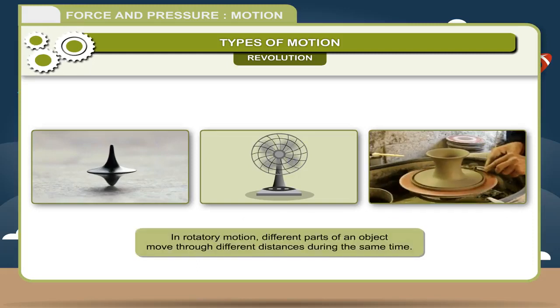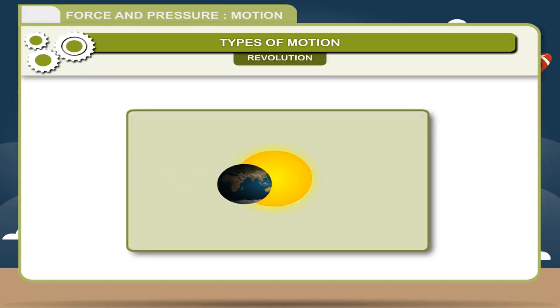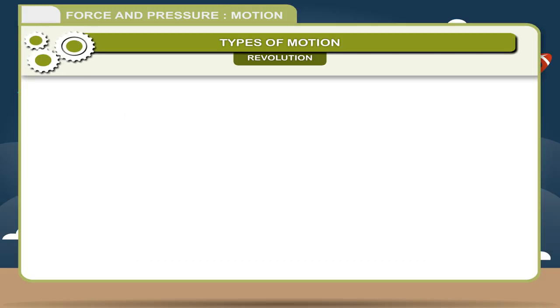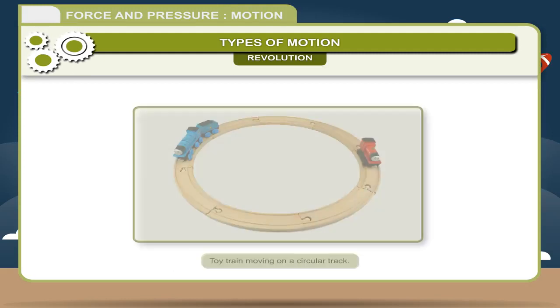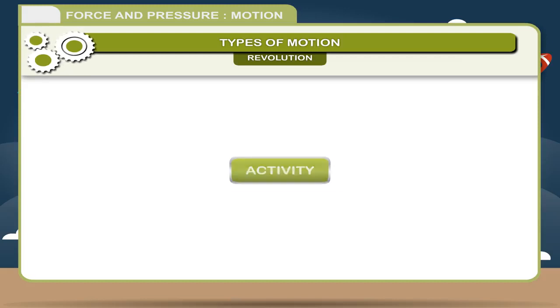In rotatory motion, different parts of an object move through different distances during the same time. Revolution. When an object moves as a whole around a fixed center, it is said to be revolving. Examples: 1. Earth revolving around the Sun in a definite orbit. 2. Toy train moving on a circular path.